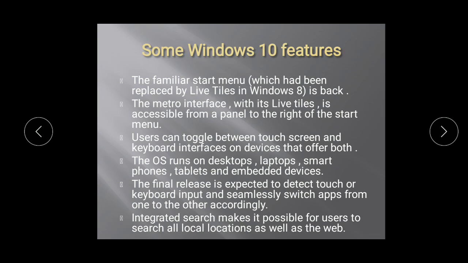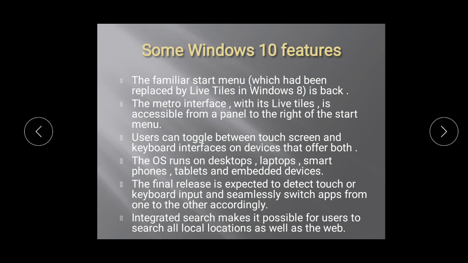The OS runs on desktops, laptops, smartphones, tablets and embedded devices. So this Windows 10 OS works on every platform. That is desktops: it can work on normal computers, it can work on laptops, it can work on your normal smartphones, that is your Android, your Windows phones, your Apple phones, everywhere. Then you have tablets and embedded devices. So embedded devices also can work with Windows 10. Tablets, your normal tabs, can also work on Windows 10.